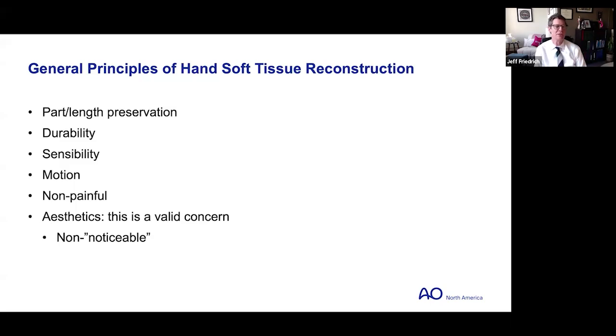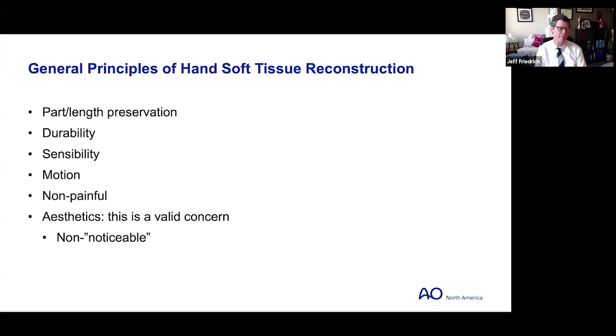Sensibility is desirable, although some reconstructive techniques are better than others at restoring sensation to the area of soft tissue that is lost. We want it to be non-painful because ultimately we want this to be a functional digit or a functional hand, and if there is ongoing pain, then that's going to be substantially difficult.